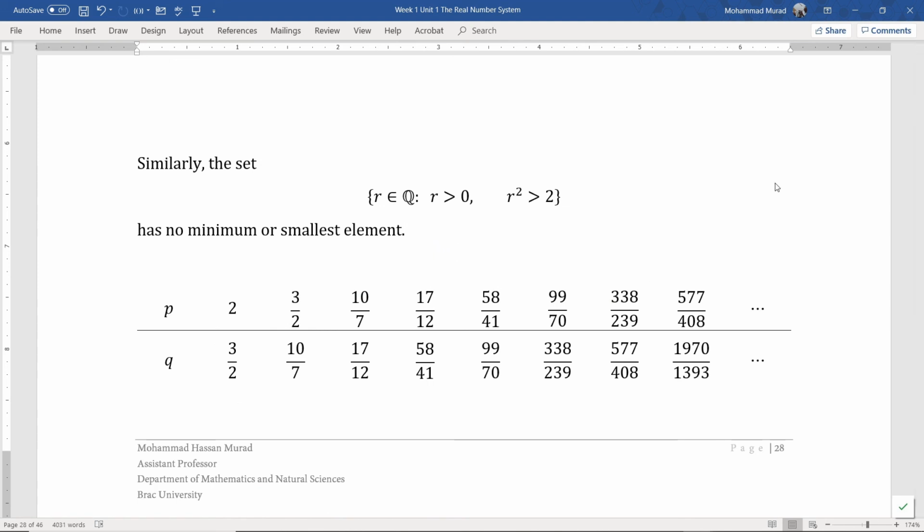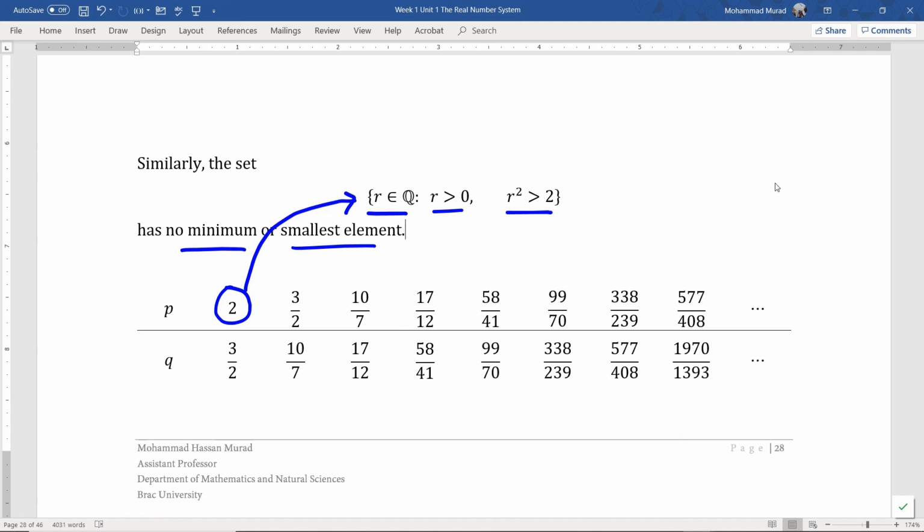Similarly, if we consider the set of rationals where r is positive and its square is larger than 2, now we are considering all possible rationals whose square is larger than 2. This set has also no minimum or smallest element in it. Suppose we start with an element in this set. 2 is there because 2 is rational, 2 is positive, and its square is larger than 2.